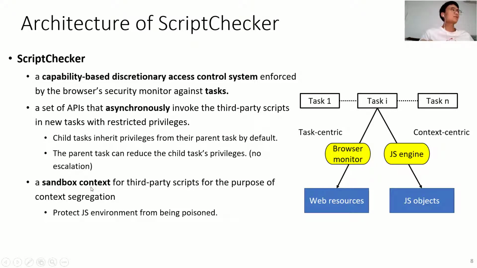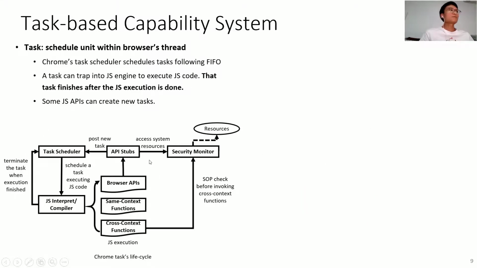Next, we will introduce these three components one by one. The basic unit in the task-based capability system is a task. A task is a schedule unit within the browser thread. For example, the browser implements a task queue and schedules tasks following the FIFO policy.